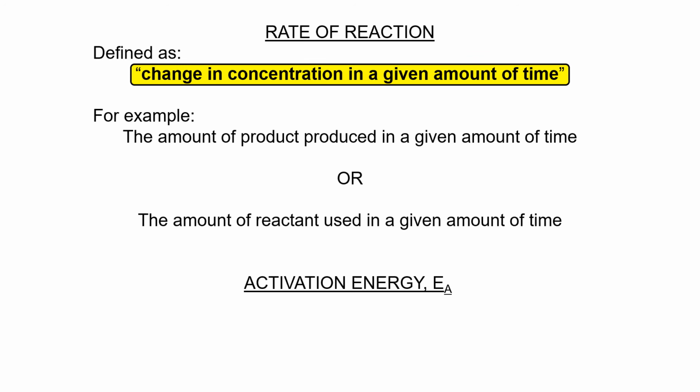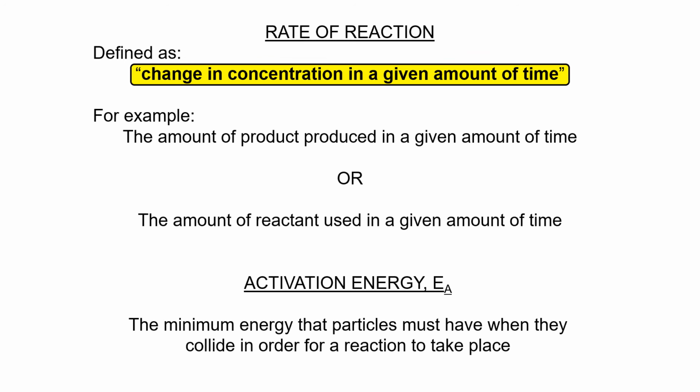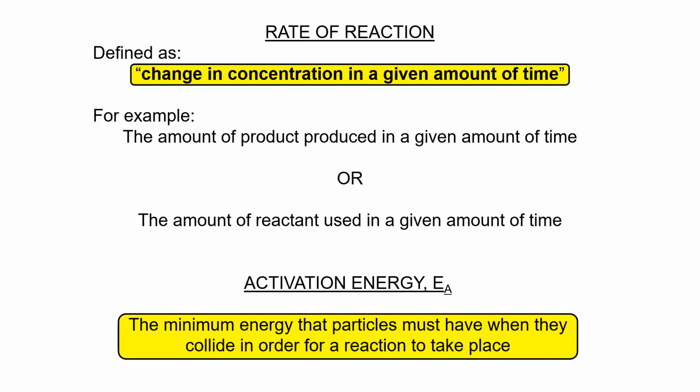The second term that we have to look at today is activation energy, and you do need to know the definition of that. And that definition specifically is the minimum energy that particles must have when they collide in order for a reaction to take place. Now we can say for a reaction to be successful as well, or for a collision to be successful. That's something that you can write as well, but the bit in the yellow box is absolutely fine. So I said, pause the video, make sure you've got both definitions in your book.